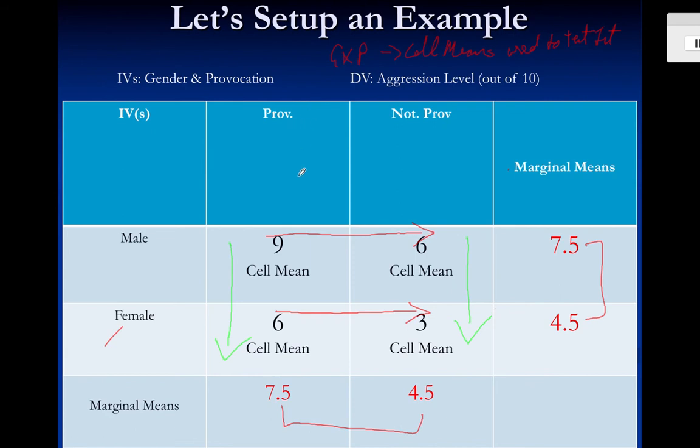So how do these cell means test the interaction? Essentially, the interaction is tested by looking at the pairs of arrows.